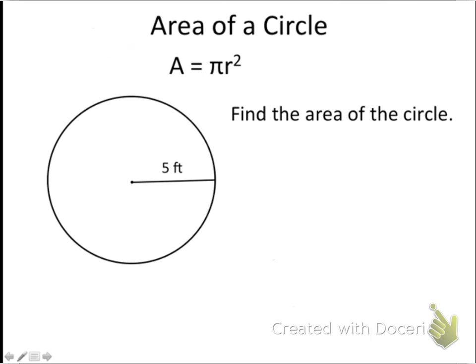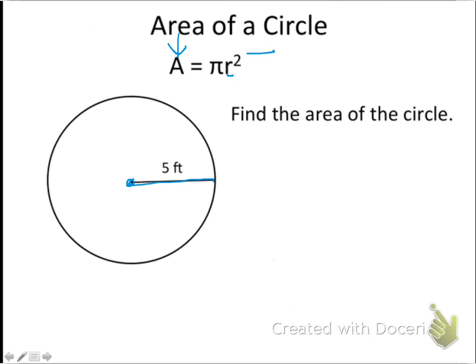Okay, let's talk about the different features of this formula. So A stands for area, pi stands for the number that we talked about, pi, 3.14, and r here stands for the radius. So remember, the radius is the distance from the middle of the circle to the outside. So in this circle, the radius is 5. So this r stands for the 5.